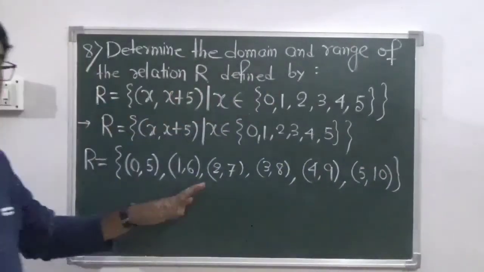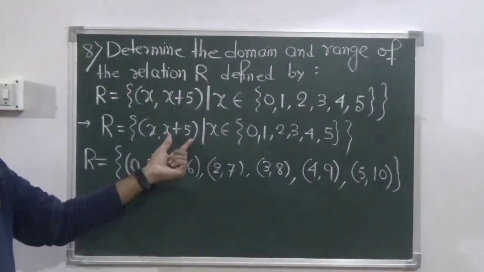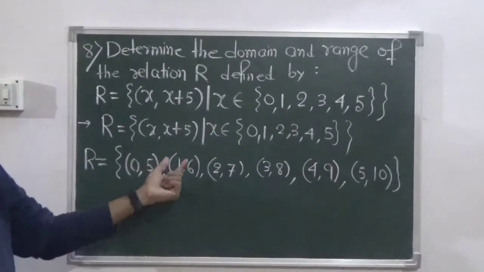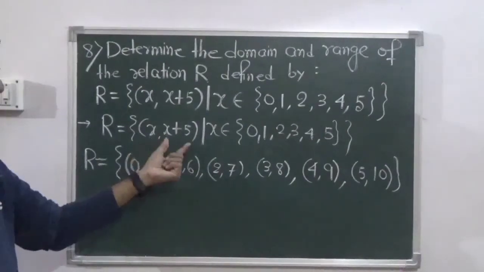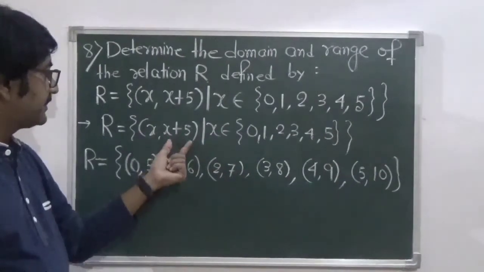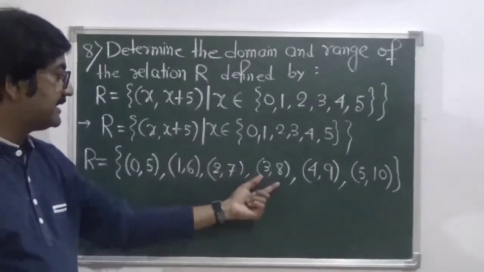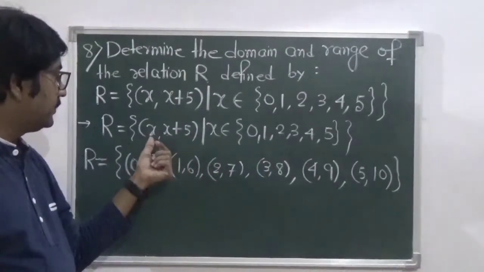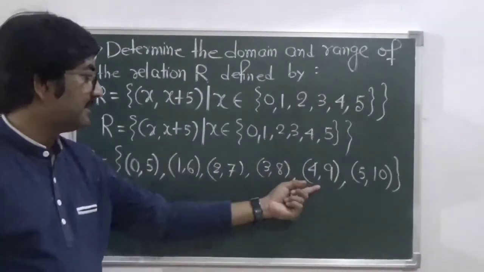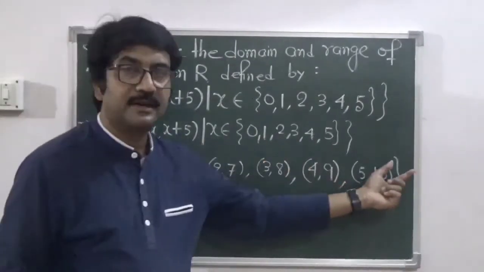So this is the relation, starting with 0. If x is 0, then this value is 0 plus 5, that is 5. So 0, 5. When x is 1, this is 1 and this is 6. So 1, 6. When x is 2, it is 2 and 2 plus 5, that is 7. When x is 3, then 3 and 3 plus 5, that is 8. When x is 4, so 4 and 4 plus 5, that is 9. And when x is 5, then 5 plus 5, that is 5 and 10.